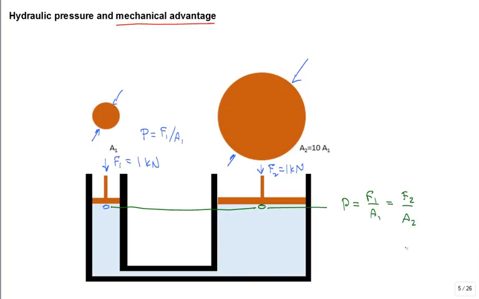So if I apply a force F1, it's as if the magnitude of the force is increased by an area ratio, that's the mechanical advantage, such that F2 will equal A2 divided by A1 times F1. So if I have a 10 to 1 mechanical advantage because the cross-sectional area of the piston is larger, then to hold it there, it'll be 10 kilonewtons. 1 kilonewton will be able to exert a force of 10 kilonewtons somewhere else.